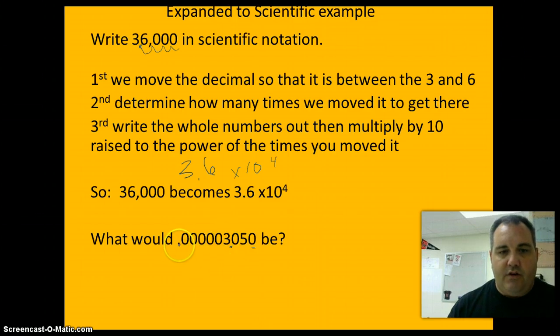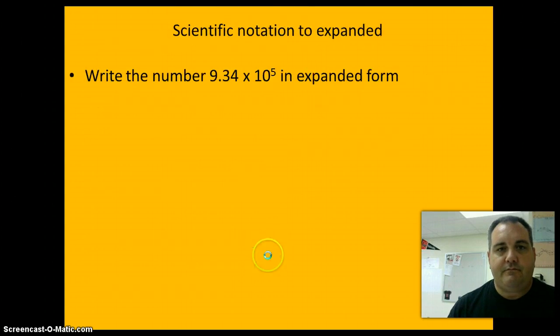Then we're going to say how many times it takes. 1, 2, 3, 4, 5, 6 times is what it took us. So we're going to have times 10 to the 6th. We need to write down all these numbers though. This 0 and this 0 are counted because they're after this. So it would be 3.050 times 10 to the 6th in this case. Oh, I'm sorry, negative 6, since we went to the right, my fault.